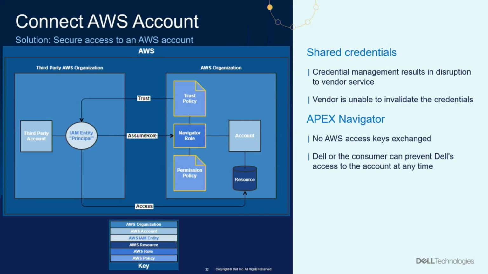Next is a permission policy. This covers all the AWS actions and resources that are allowed by the AWS role. With this configuration, it grants APEX Navigator trust to access the AWS account and stand up the resources necessary to run the Dell storage offers. We approached this solution because we wanted to provide something simple to configure and secure for our customers. With this context, I'm going to jump over to the demo to show how to connect an AWS account.